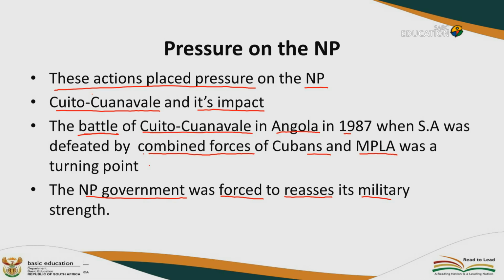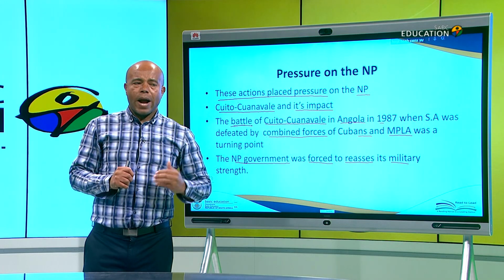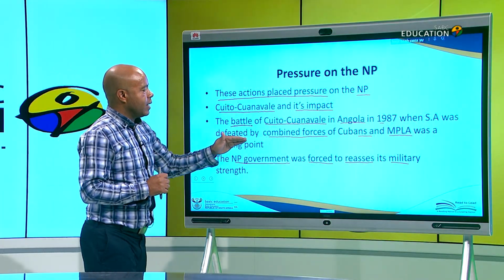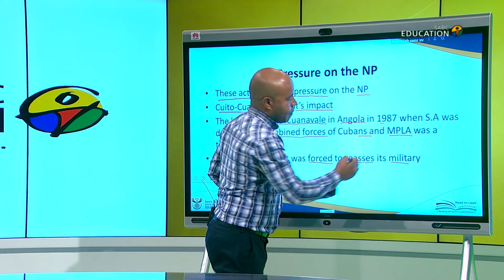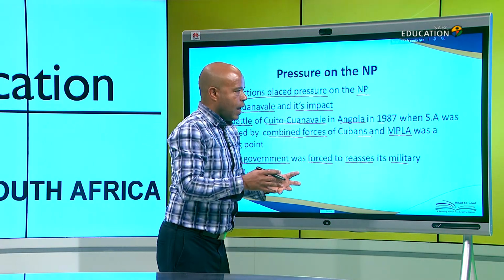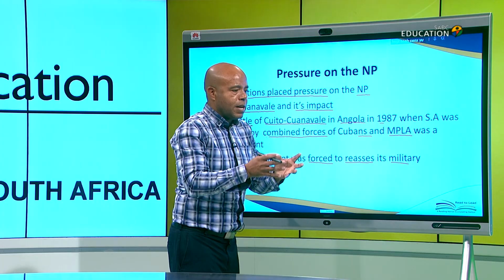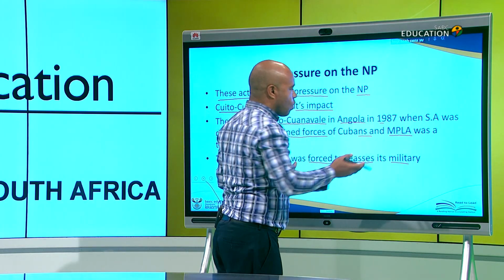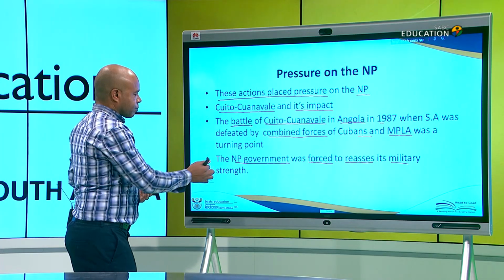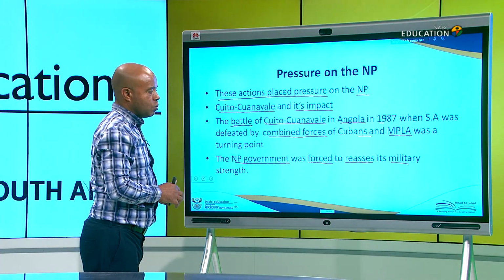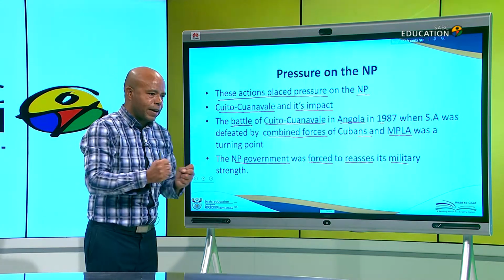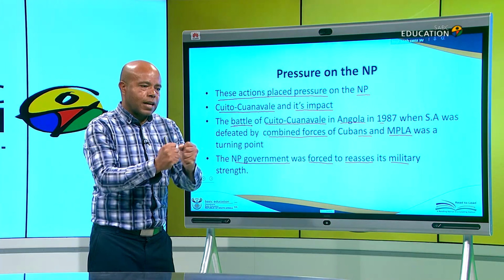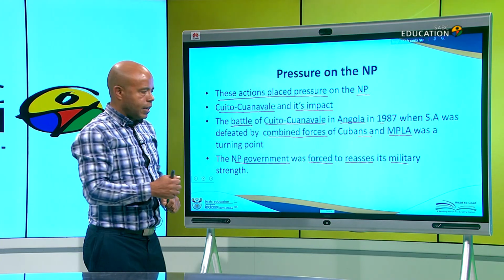It was the battle at Cuito Cuanavale. The battle at Cuito Cuanavale in Angola in 1987, when SA was defeated by the combined forces of Cubans and the MPLA. I explained the MPLA to you; they were the leading party that was in favor of communism. In fact, they were classified as a communist party also. Then the National Party government was forced to reassess its military strength, meaning that the National Party realized we could not physically fight the ANC. It means we need to sit down around the table and start negotiating.